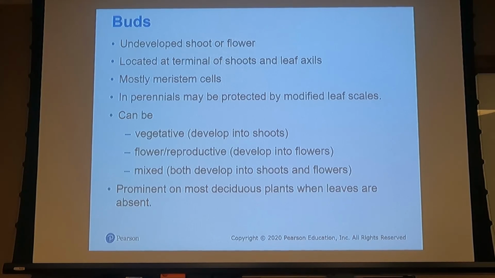And they're probably most prominent on deciduous plants when the leaves are absent. So in the springtime, you'll see the bud first. That'll be the first thing that starts to green up and grow, because it is going to develop into the shoot or the flower or the leaf or whichever. Okay?